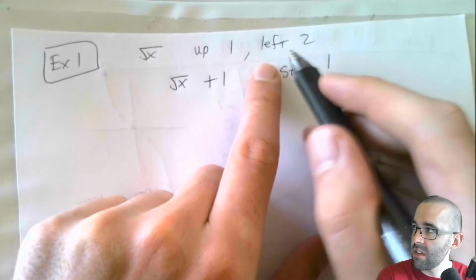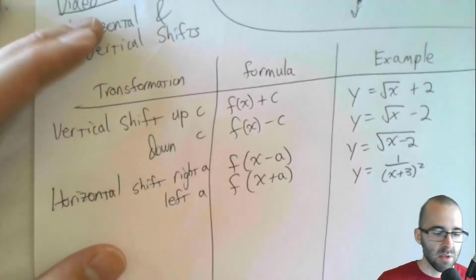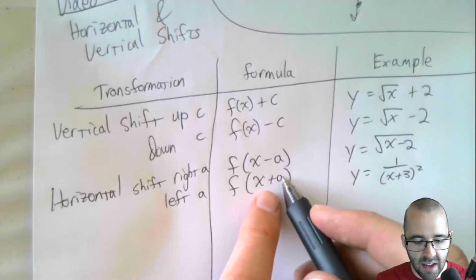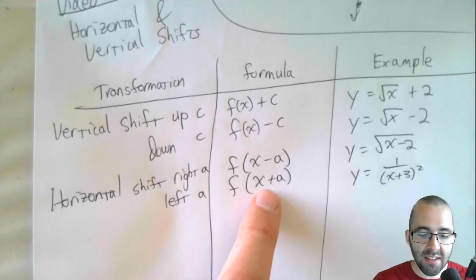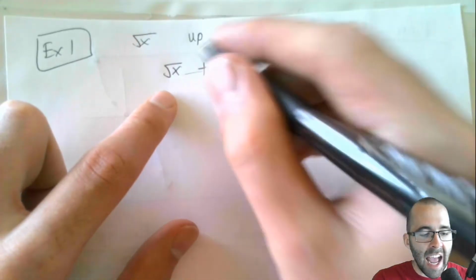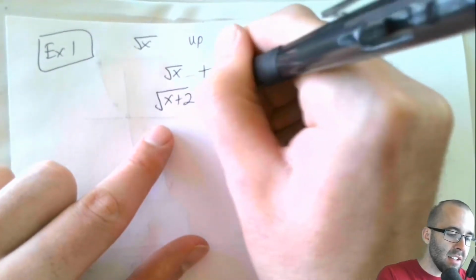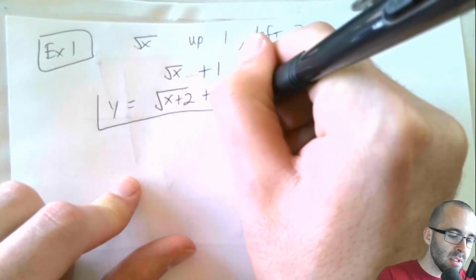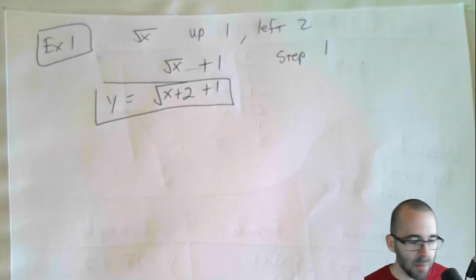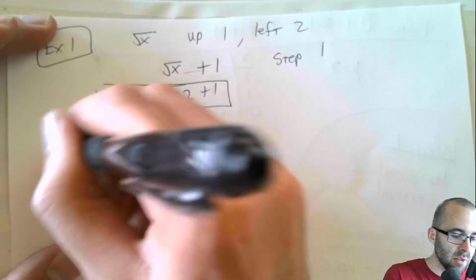Next, we have to move it left 2. So we're going to do another step to move this thing to the left. So we look at our table and say, how do we move things to the left? Well, we add how far we need to go to the inside of the function. So it needs to go left 2, we're going to add 2 to the inside of the function. In this case, that means inside of the square root. And again, inside the function always means where the x is. Okay? We'll be doing that a lot today. All right? That's how you do that sort of problem.